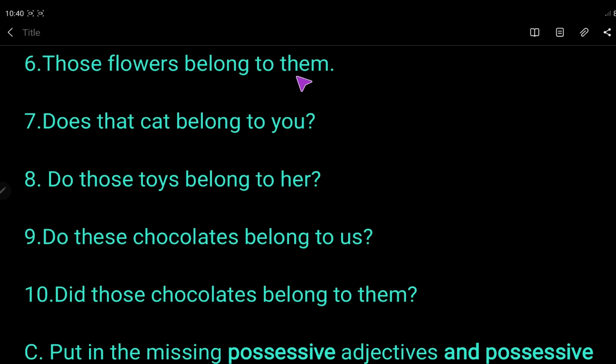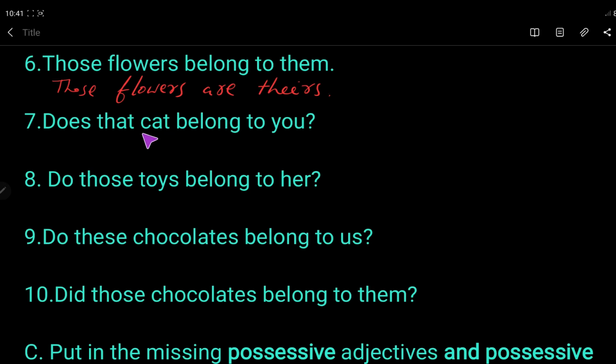Those flowers belong to them. In this place we can write those flowers, plural. So for this we need to use are in place of belong to. So let's write those flowers are theirs. Does that cat belong to you? This is an example of an interrogative sentence. So, we should use the be verb in the first place.